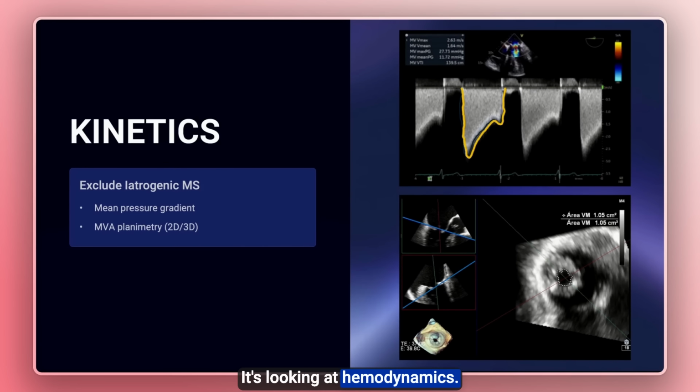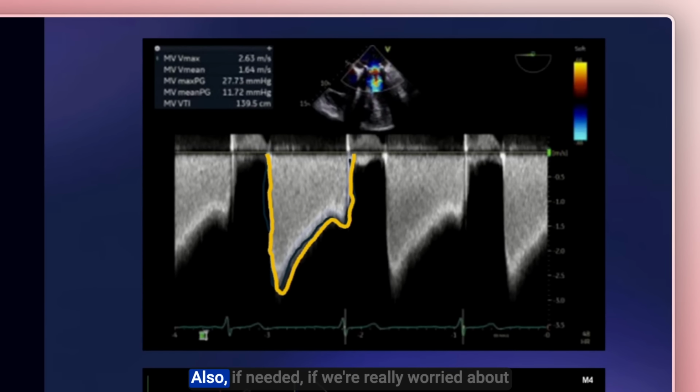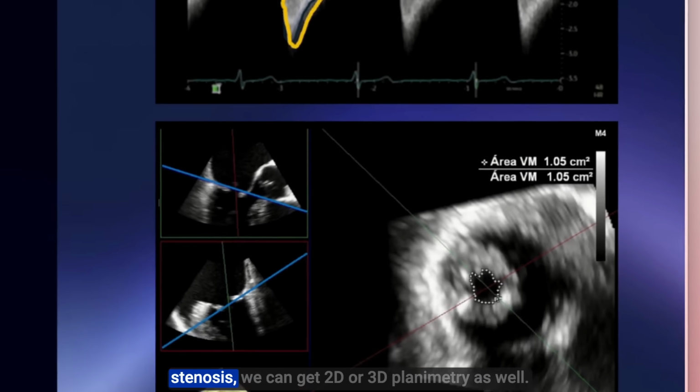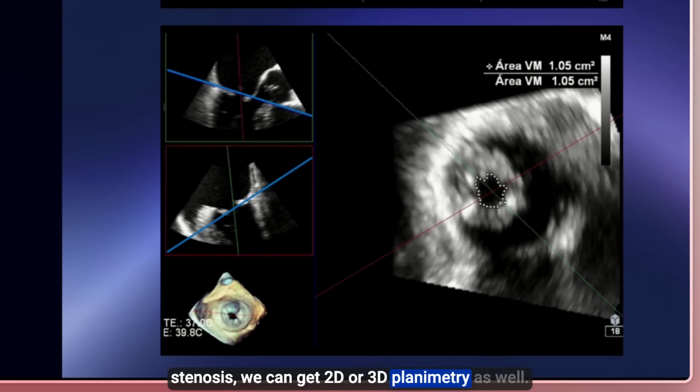And then the K in the SLICK valve evaluation is looking at kinetics. It's looking at hemodynamics. How is the flow through the valve? And really, it's important here to exclude any iatrogenic mitral stenosis. The most important measurement is getting a mean pressure gradient. Also, if needed, if we're really worried about stenosis, we can get 2D or 3D planimetry as well.